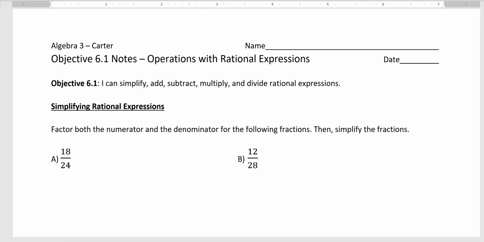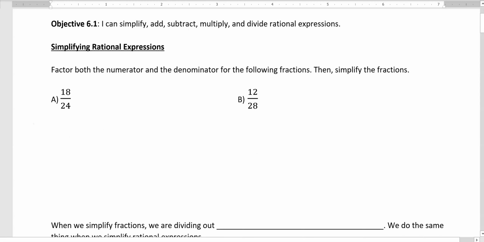Hello! And welcome to our Objective 6.1 notes, Operations with Rational Expressions. Objective 6.1 says I can simplify, add, subtract, multiply, and divide rational expressions. And that, my friends, is what we are going to do today.